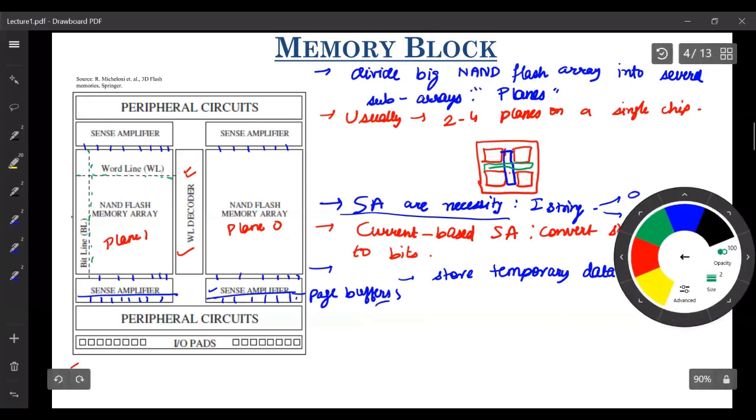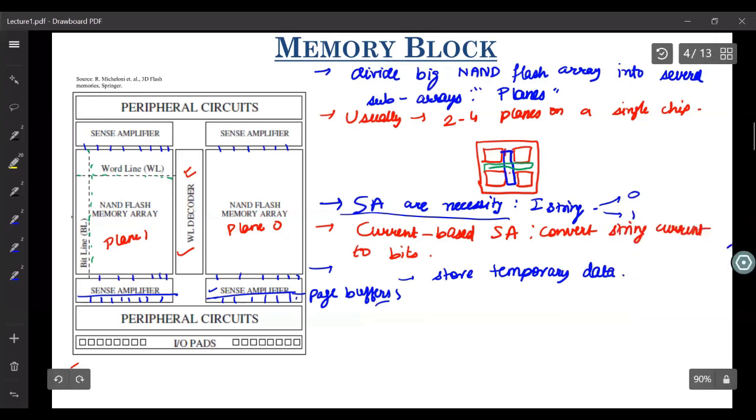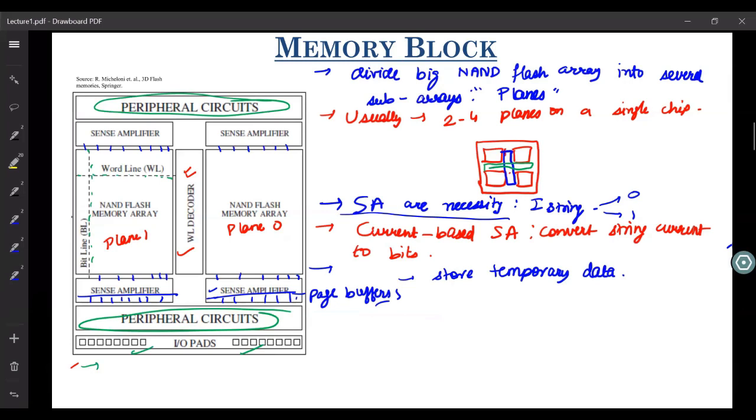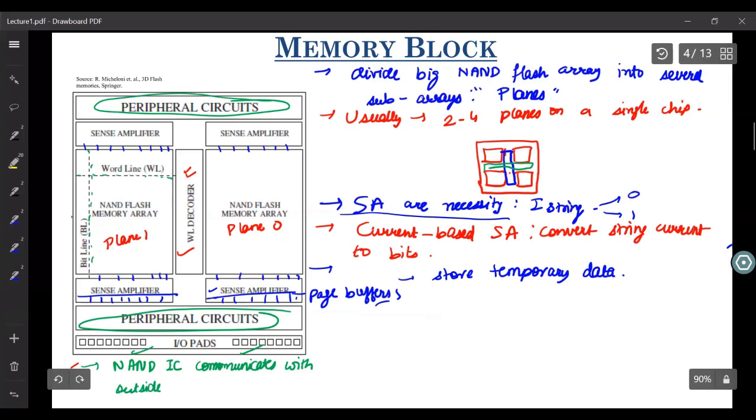And then come these peripheral circuits, this peripheral circuit over here. And these IO pads are just for connections to the outside world. Let me just write that first. So IO pads: your NAND IC communicates with the outside world only using these pads.